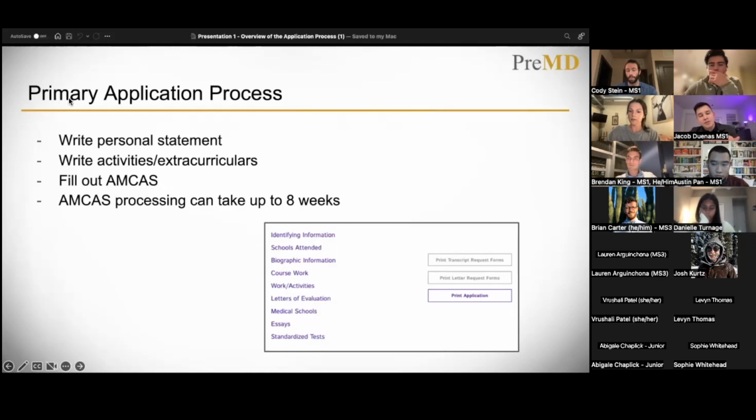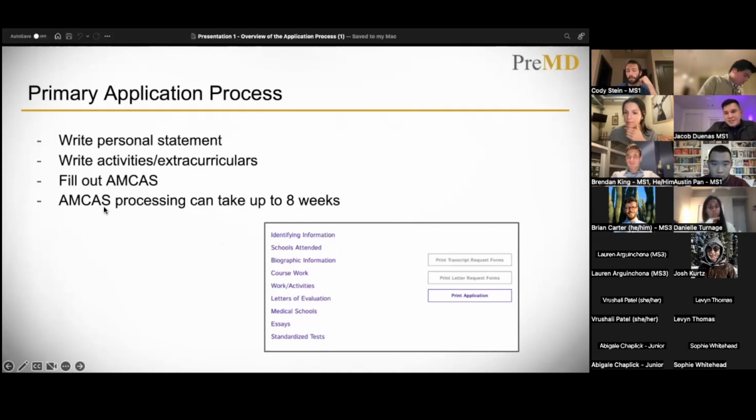But yeah, writing out your personal statement, and writing out your extracurriculars and your activities, starting to fill out the AMCAS. Again, there's a lot of information that's not even anything med school related. It's your upbringing, your parents, where you went to high school, all of these random things. And it can take a while, especially if this is not the only thing that you're doing.